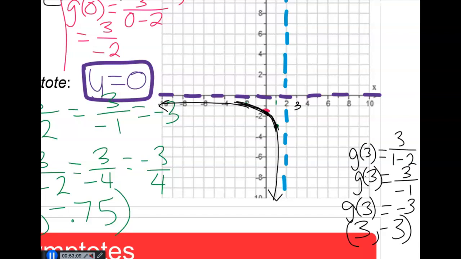Wait a second. I don't think I did this right. What am I doing? I did not substitute correctly. Sorry, the equation is x minus 2 on the bottom, so it should be 3 minus 2. That's what it should be. So it's 3 divided by 1, which is equal to positive 3. So the point that we need to plot is 3 comma positive 3. That makes more sense. So that will be here.